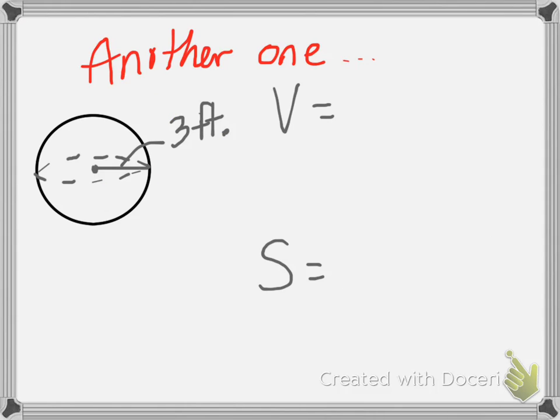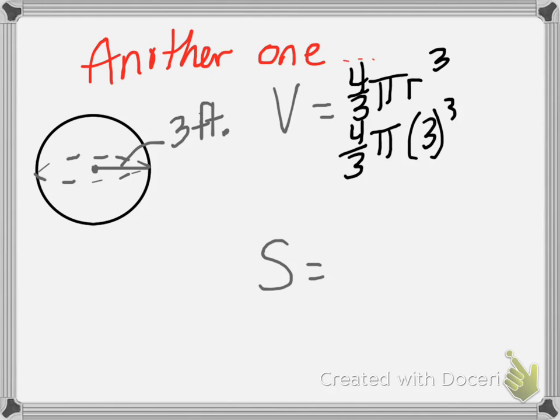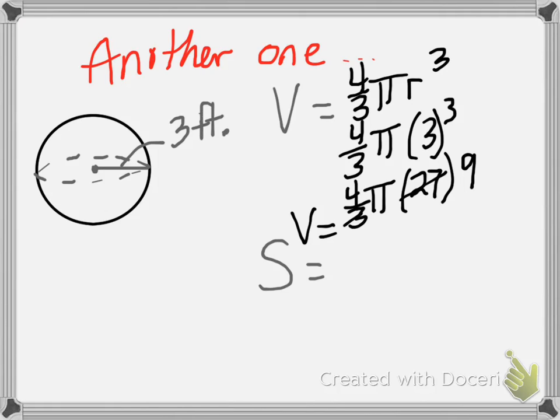Let's do one more. This time let's find the volume and the surface area of the same sphere. So the volume formula, do you remember? It's 4/3 pi r cubed. 4/3 times pi times your radius, 3 cubed. 4/3 pi, 3 times 3 times 3 is a 27. 27 and 3, 27 is divisible by 3. So let's cross that out, 9. 4 times pi times 9, that means my volume is 4 times 9, 36 pi feet.